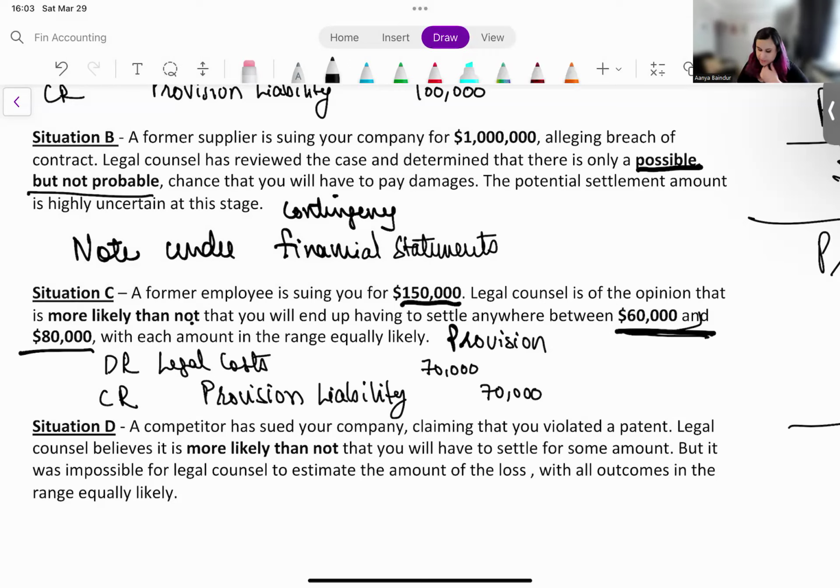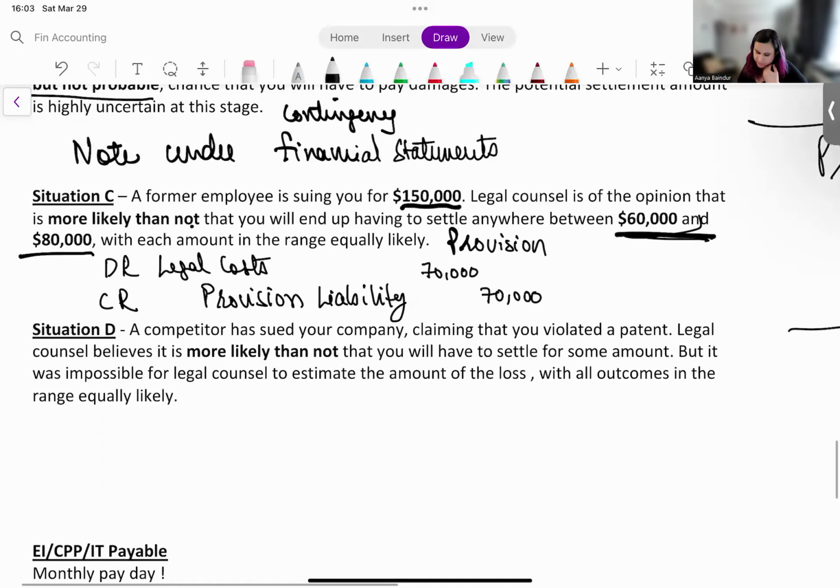Great. Now this next question is again similar to this one, but with one key difference. It says that this competitor has sued your company claiming that you violated a patent. Legal counsel believes that more likely than not, you'll have to settle for some amount. But it was impossible for legal counsel to estimate the amount, with all outcomes in the range being equally likely. So the answer to your first question, probable outflow, yes. The legal counsel says that you'll almost certainly have to pay something.